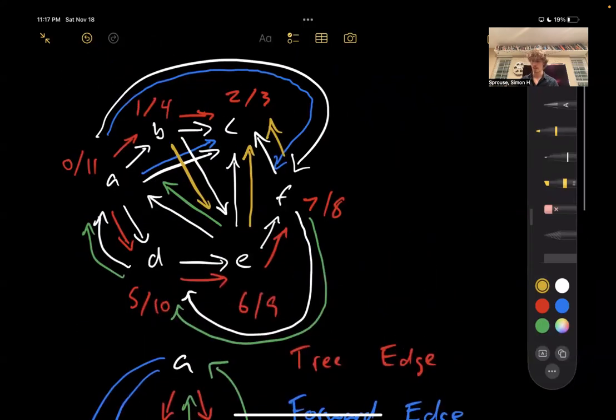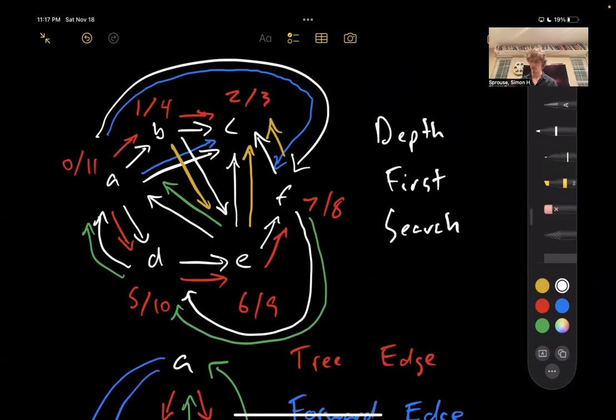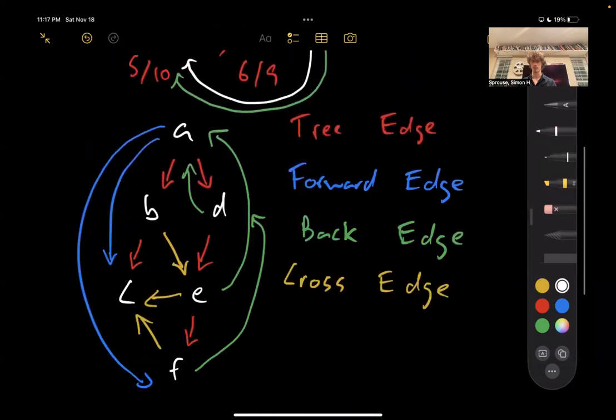So I think DFS is significantly more difficult than BFS. This is depth first search, but it's still reasonable. Important to know. It's good stuff.